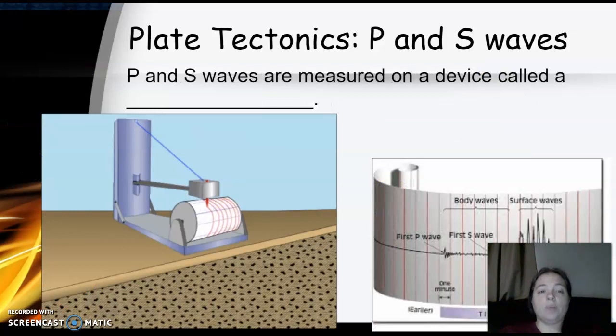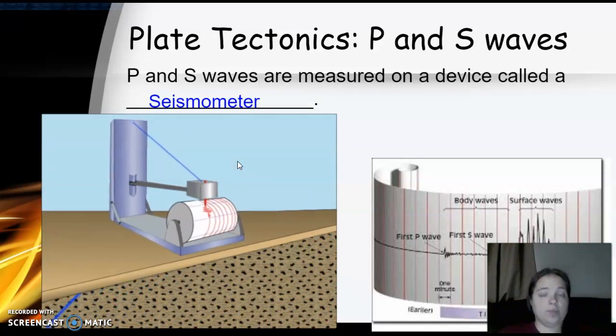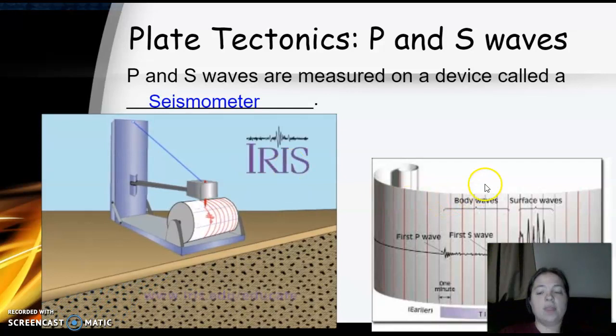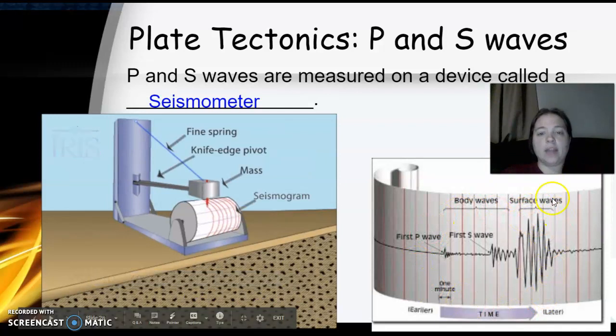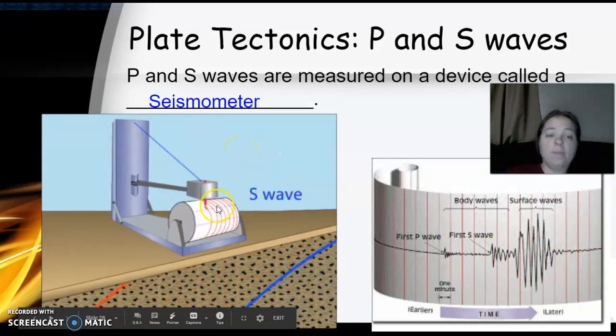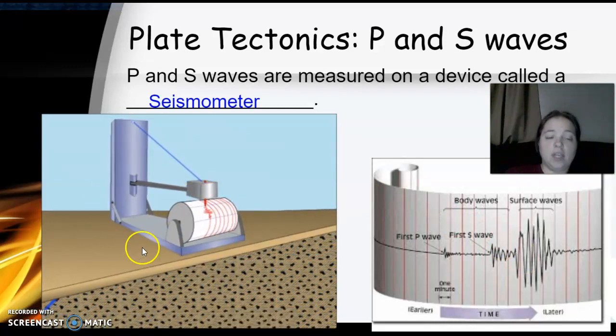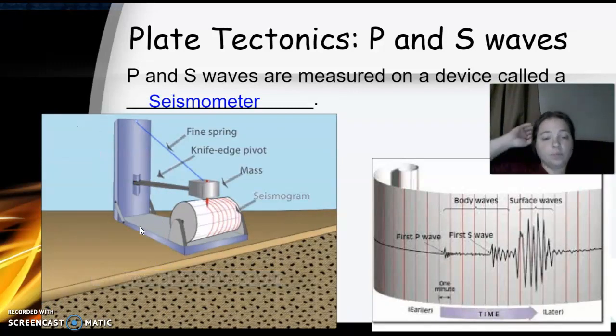All right, so the P and S waves are measured on this device right here, which is called a seismometer, not a seismograph. This right here, where my face is covering, that's a seismograph. It's the actual readings where you have the little squiggle lines. A seismograph is the readings. A seismometer is the machine, the instrument, the device that measures the S and P waves.